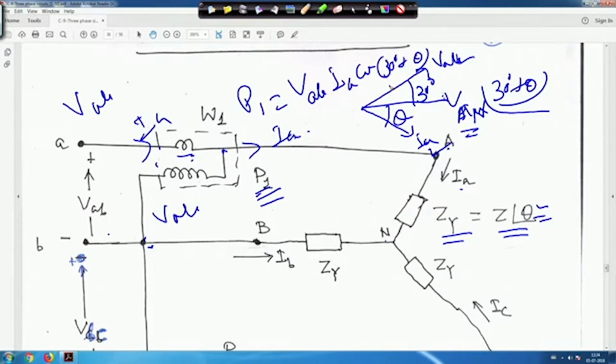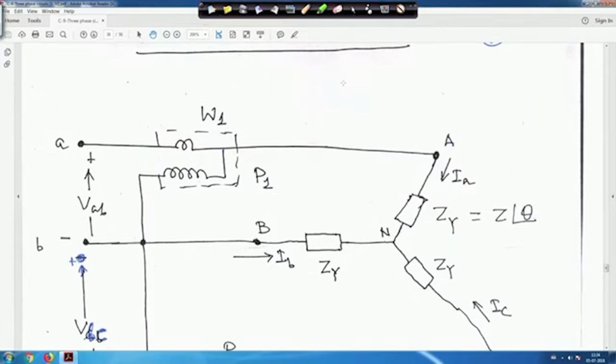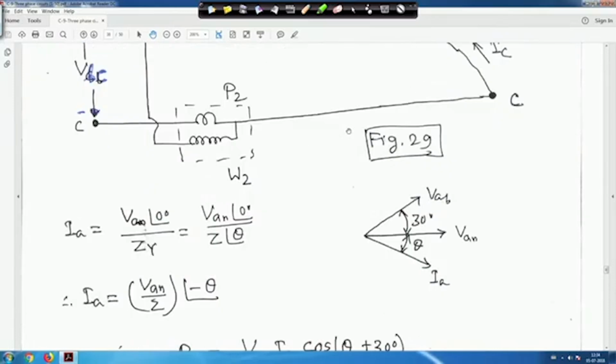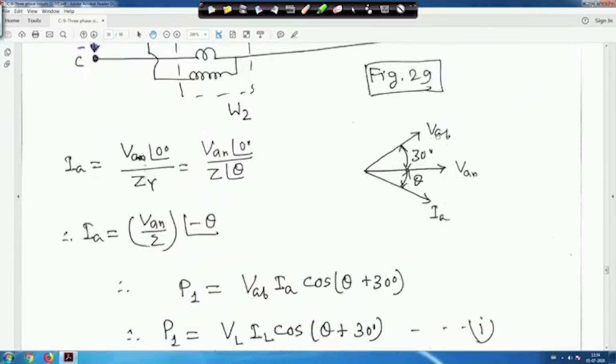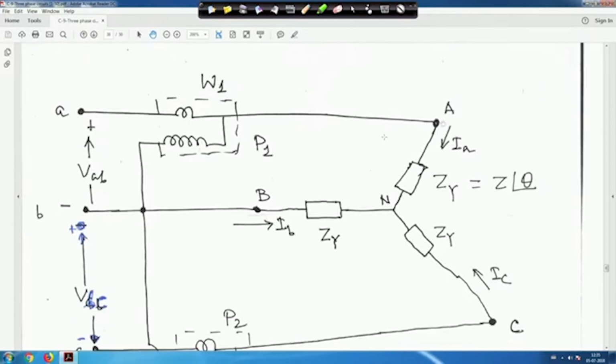Similarly, we will come to the other wattmeter. Whenever you look at this phasor diagram, the angle between VAB and IA is 30 degrees plus theta. Now, IA is equal to VAN, in this diagram I have marked it as capital AN. The question is that the current coil is in between. Basically you can write it as small a and small n also.